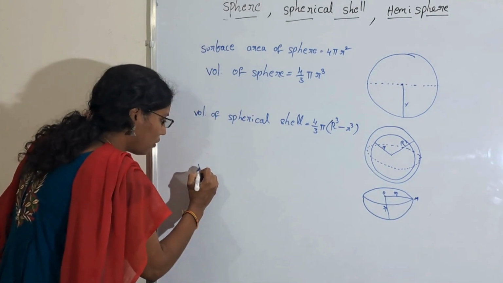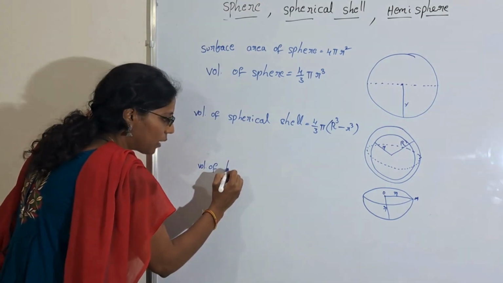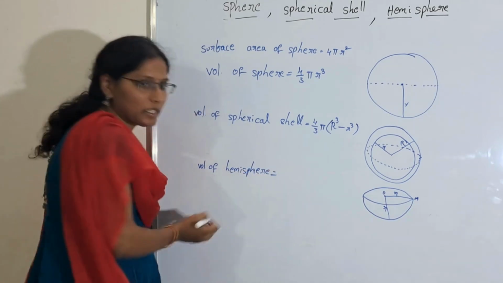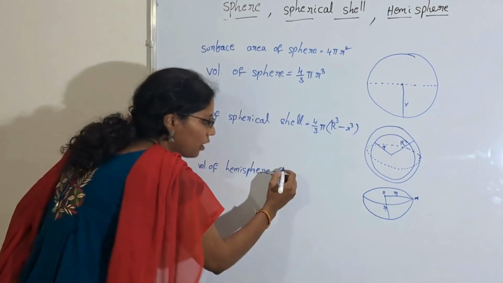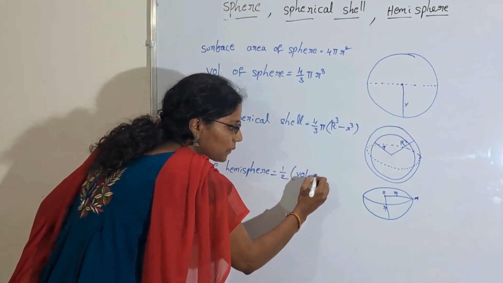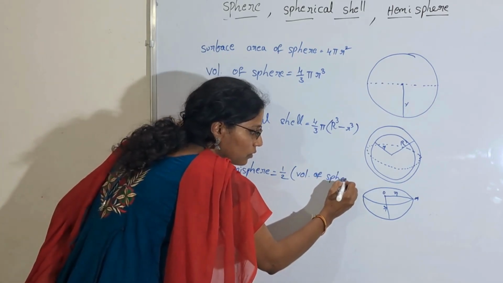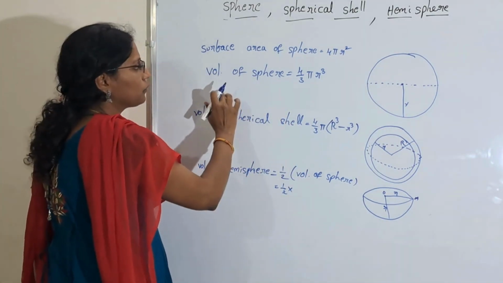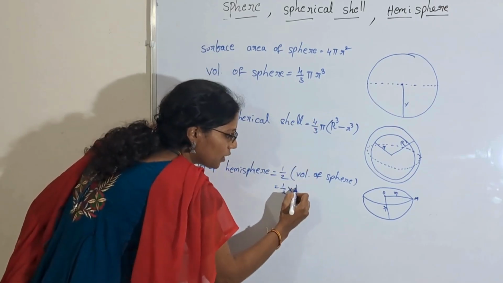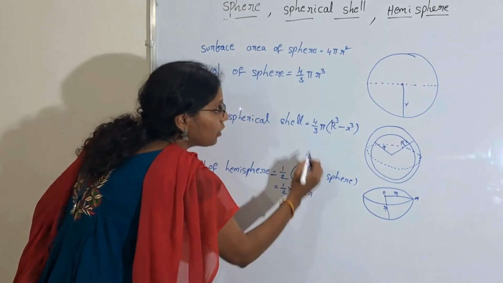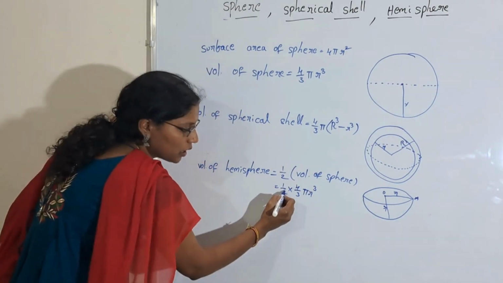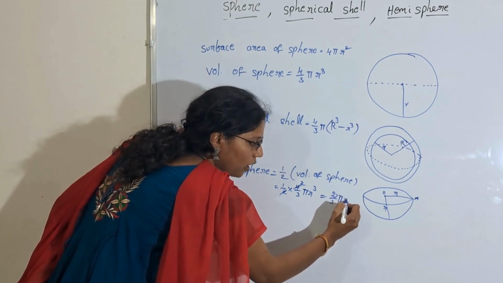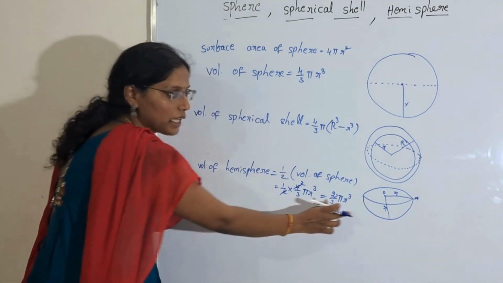Here, volume of hemisphere. How to write the volume of hemisphere? Half of the sphere. Half of volume of sphere is equal to half into, what is the volume of sphere here? 4 by 3 pi r cube. Here 2 1 just 2, 2 by 3 pi r cube. This is the volume of the hemisphere.